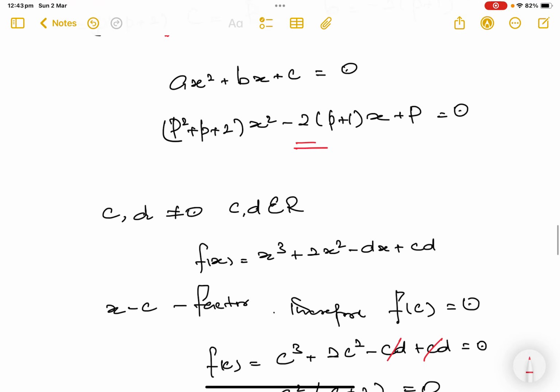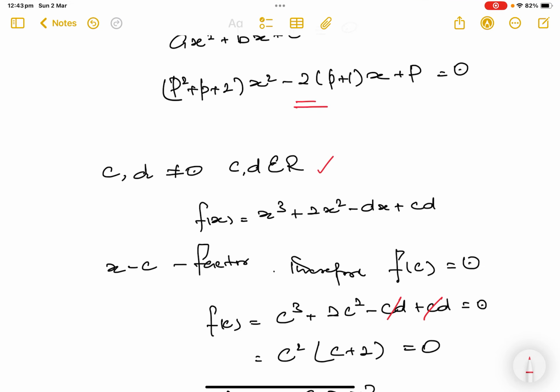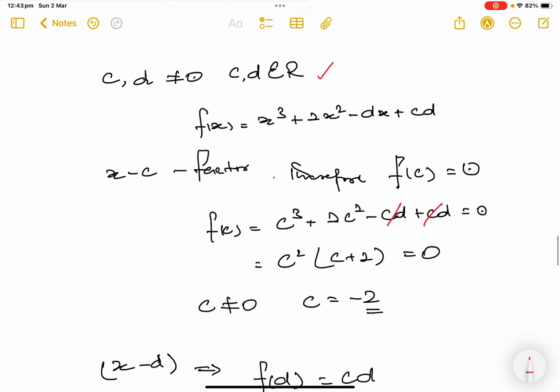Okay, so c, d are non-zero real numbers. Then f of x is x cubed plus 2x squared minus dx plus cd. x minus c is a factor, so by the remainder theorem or factor theorem, f of c should be 0. So I substitute x equals c: c cubed plus 2c squared minus d times c, plus cd. The cd cancelled out, and all we have is c cubed plus 2c squared. Take c squared out: c squared times c plus 2 equals 0.